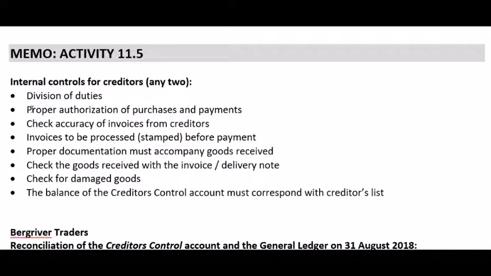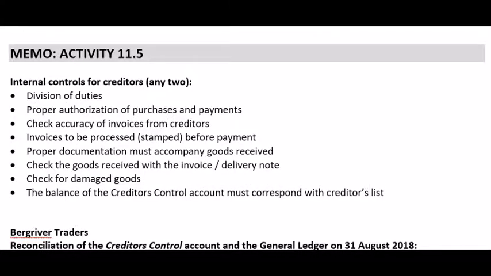Proper authorization of purchases and payments. In other words, the owner needs to sign off on purchases and payments, or a manager. Check accuracy of invoices from creditors. Okay, so ensure that it's correctly recorded in the CJ. Invoices to be stamped before payment. Proper documentation. Check the goods received with the invoice or the delivery note. Check for damaged goods. And the balance of the creditors control account must correspond with the creditors list, or you can also say it must be reconciled with the creditors list.